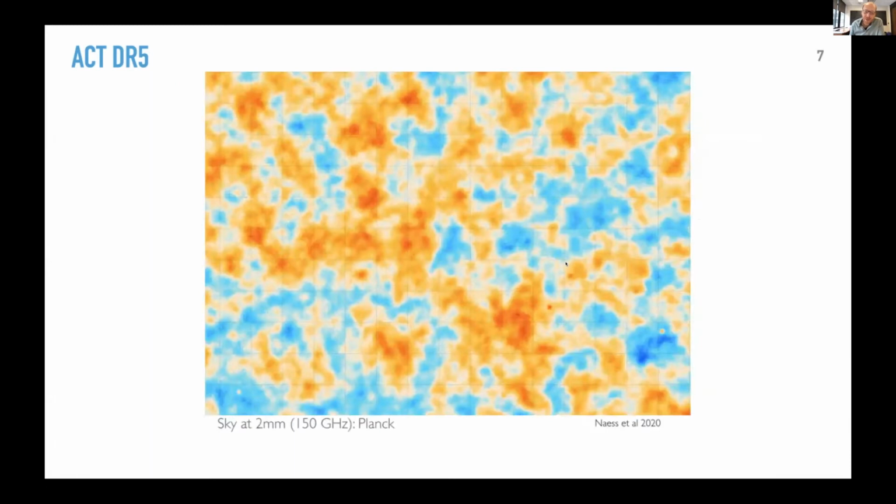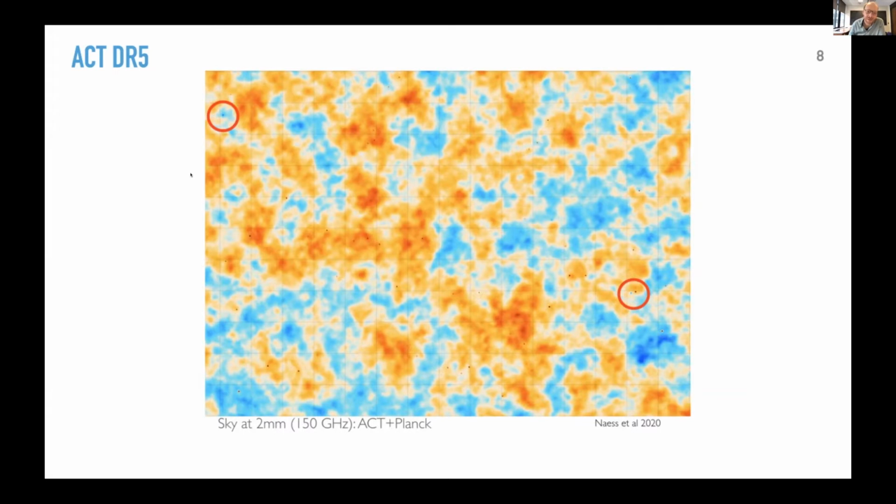So here you see a patch of sky observed by Planck, and then here you see if we add in ACT, so this is the co-add of ACT and Planck. If I flip between them, you see the large scales are mostly given by Planck, but ACT adds in fine structure, and you can suddenly see all these point sources pop up. And in this picture, you can also see two very obvious SZ clusters, which at 150 gigahertz end up in the map as these decrements in temperature.